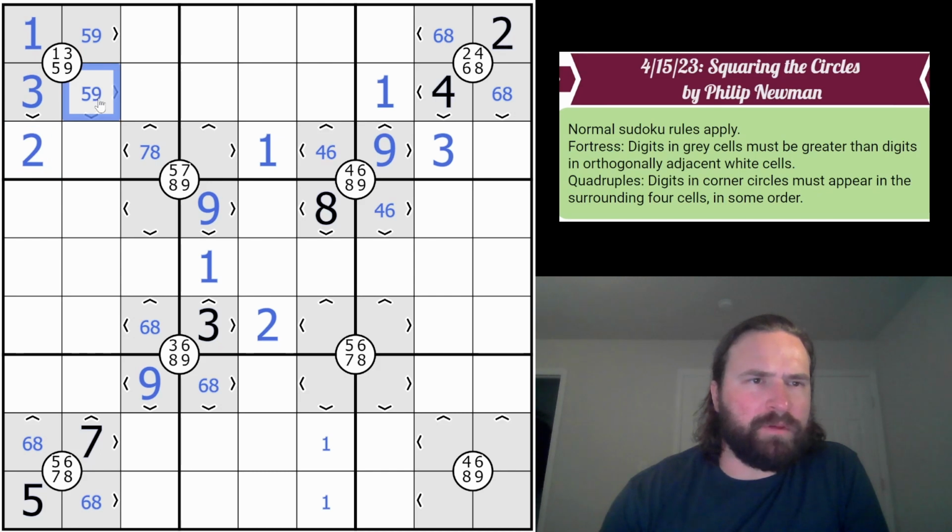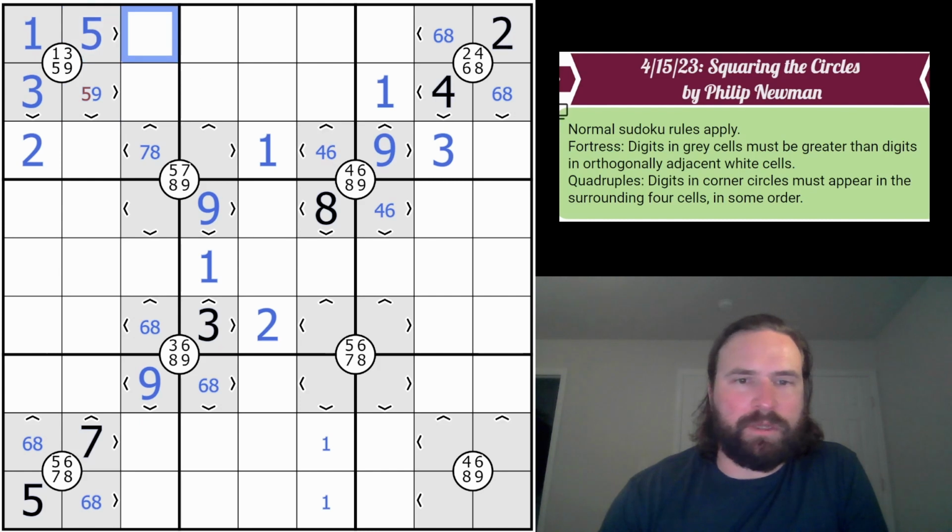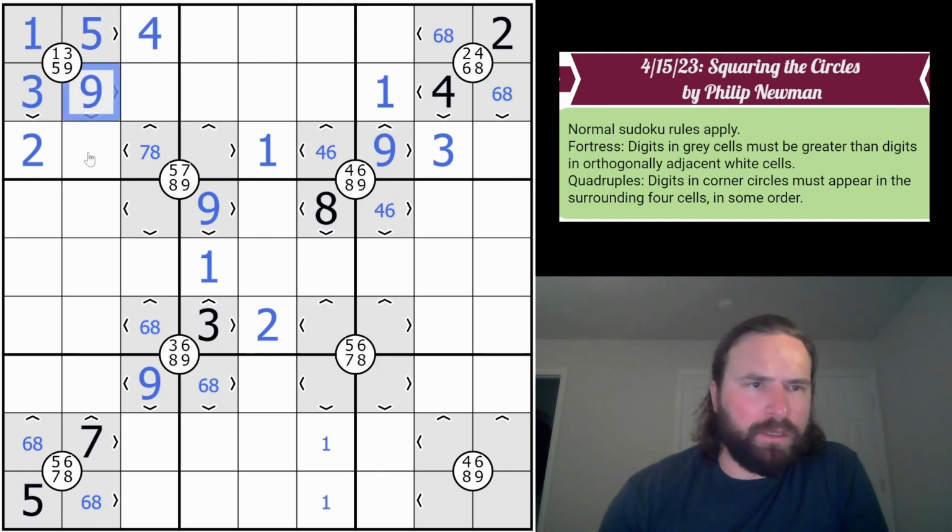Oh, maybe this can't be a 5. Yeah, this is going to have to be a 5, and this is going to have to be a 4. Because if this was a 5, you only have one number left that would go here. So this is definitely a 5. This is definitely a 4. This is definitely a 9. And these two numbers, I guess there's 7, 8, 6, 7, and 8.